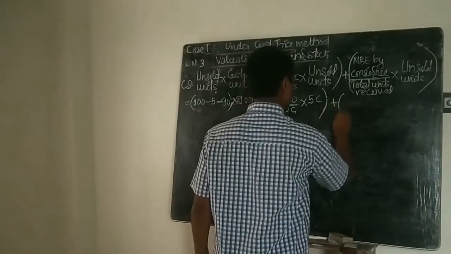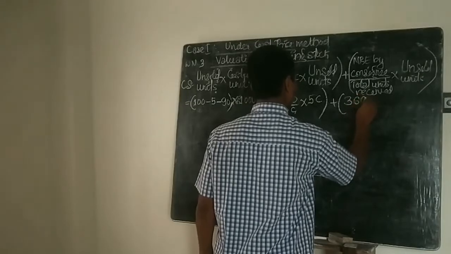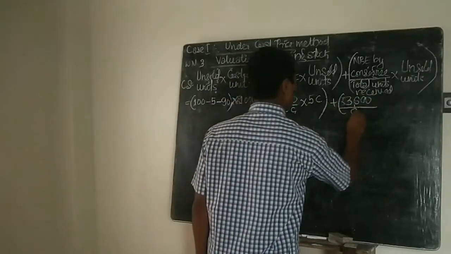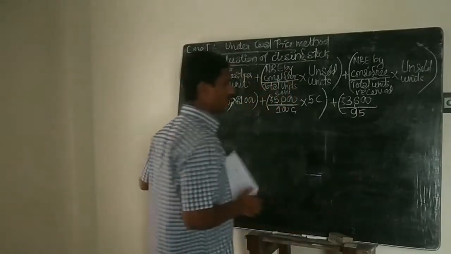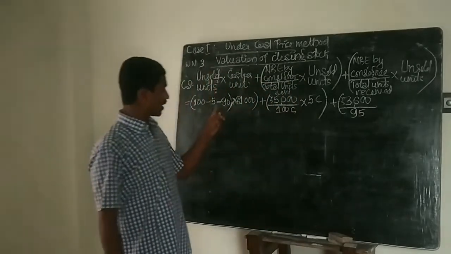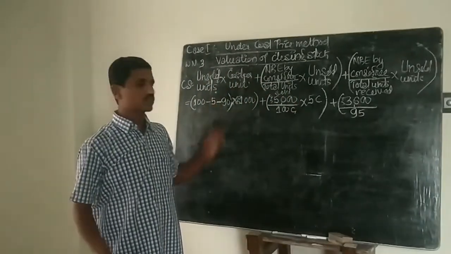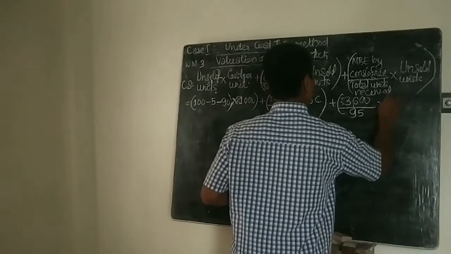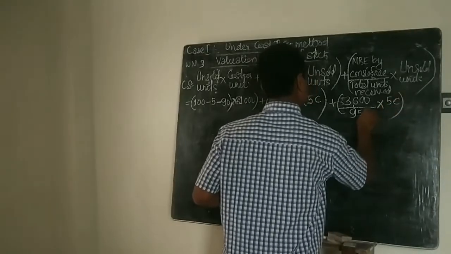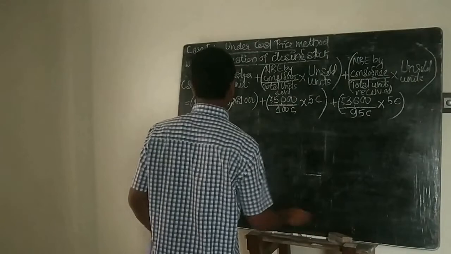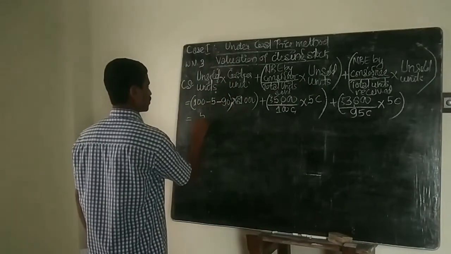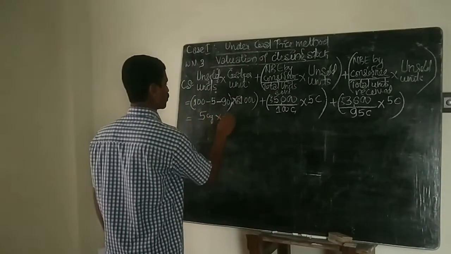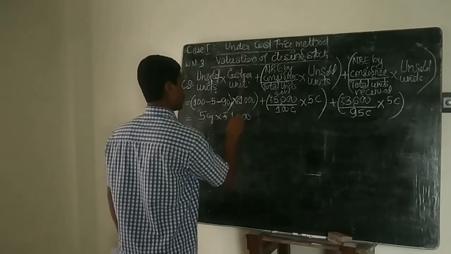So plus this is 3,600 rupees spent by the consignee here. How many were received? 95. Why is it 95? 100 minus 5 only, because they were destroyed, they were damaged. So into 5 cycles, 5 cycles here. Now let us simplify here. So it will be 5 cycles into rupees 1,000.